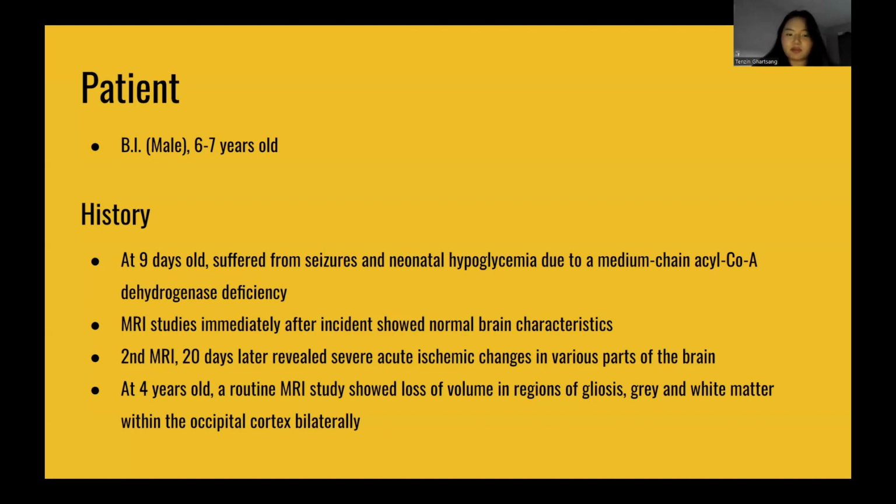And then they conducted MRI studies after the incident, and that showed that he had normal brain characteristics. A second MRI revealed that he had severe acute ischemic changes in various parts of the brain. And then at 4 years old, a routine MRI study showed that there was a major loss of volume in regions of the gliosis, gray and white matter within the occipital cortex bilaterally.